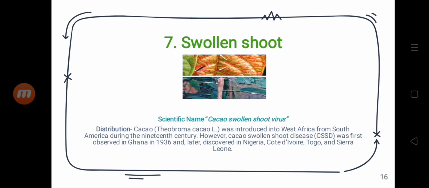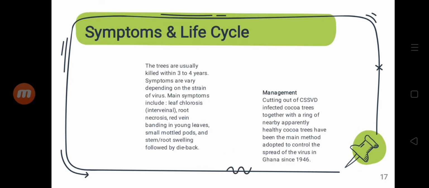Distribution: cacao was introduced into West Africa from South America during the 19th century. However, cacao swollen shoot disease was first observed in Ghana in 1936 and later discovered in Nigeria, Cote d'Ivoire, Togo, and Sierra Leone. Next, symptoms and life cycle. The trees are usually killed within 3 to 4 years.